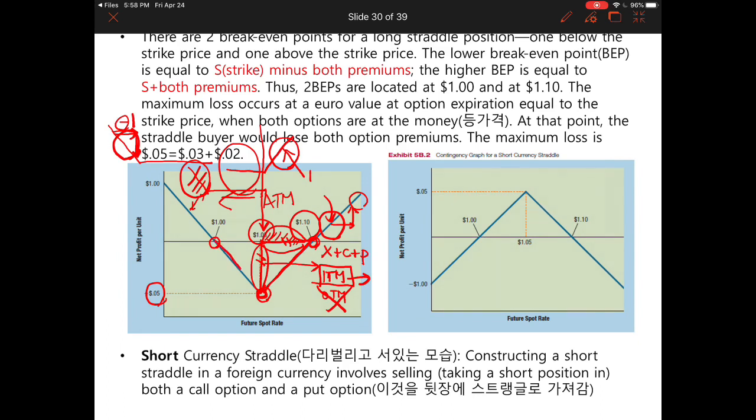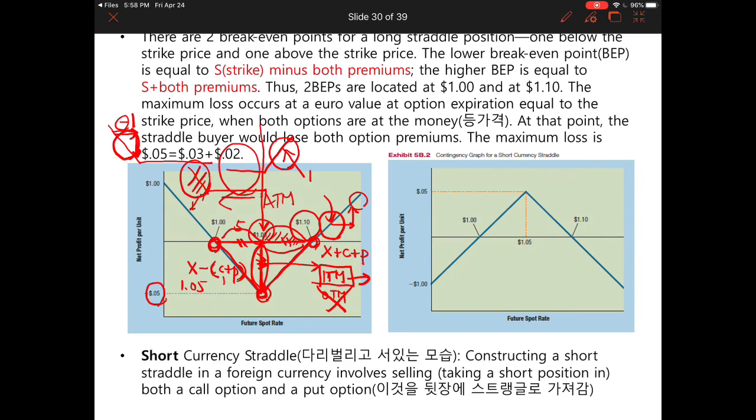If the slope is 1, think about the triangle. The same as before, the height and length should be the same. Height is 5 cents. Length should be another 5 cents. So the way we derive this one: X minus the summation of the two premiums, which I paid. X minus parenthesis C plus P. That's this one. So X is 1.05.